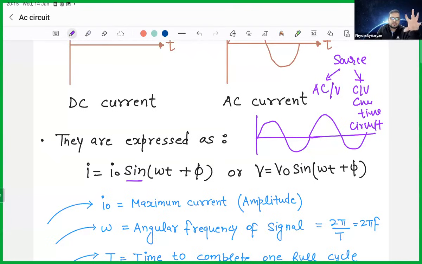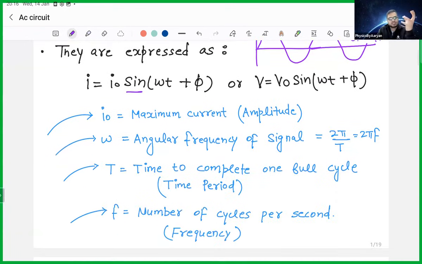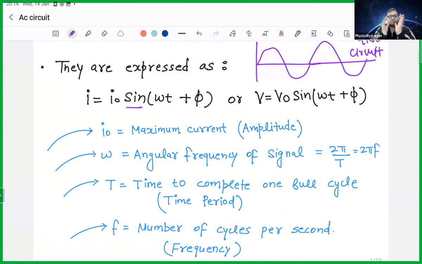So that is a very important step. Today we are focusing on the source. The source itself is supplying the voltage, which is changing with time. Whenever something changes with time, usually we represent it with a sine or cosine wave.